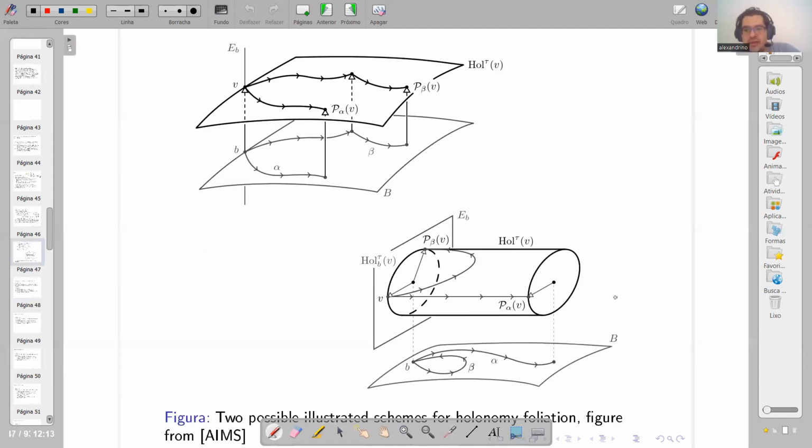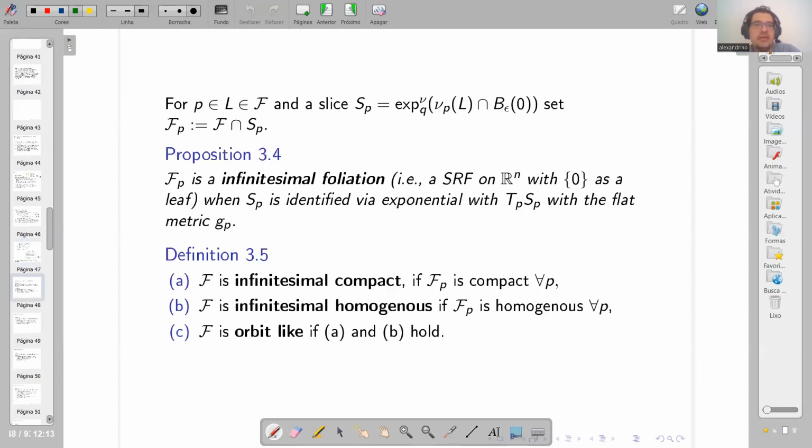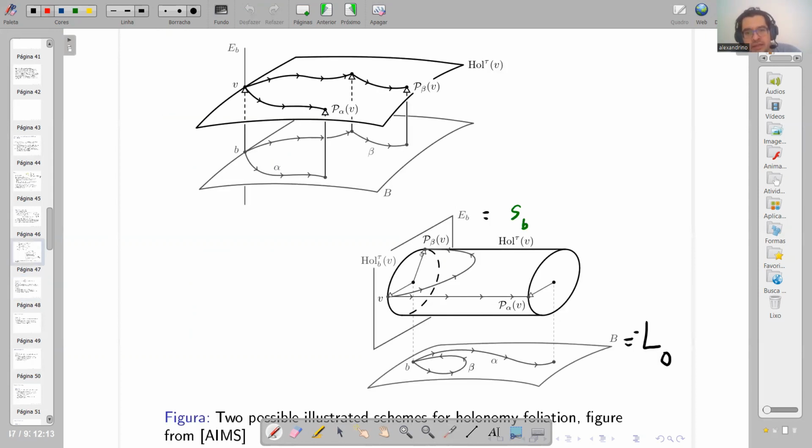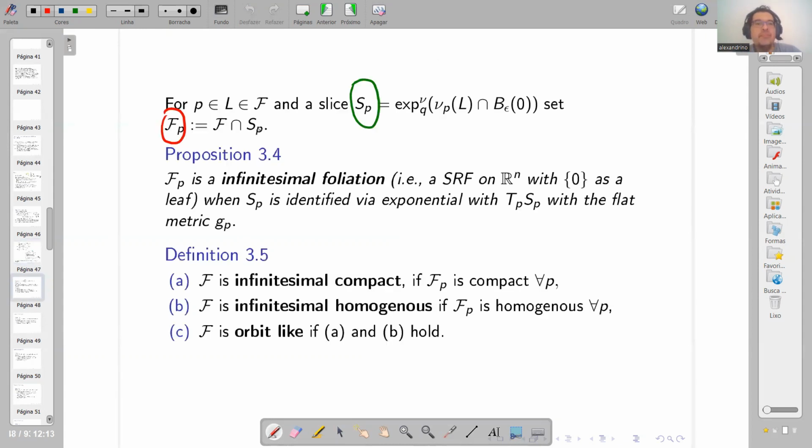Here I would like to recall that B is certainly a leaf of the section 0. B is the section 0, so B is in fact a leaf, and A is in fact a slice, okay? And B is in fact a slice, and so we have here our slice. We have here the intersection of the foliation with the slice that makes those subfoliations here, okay?